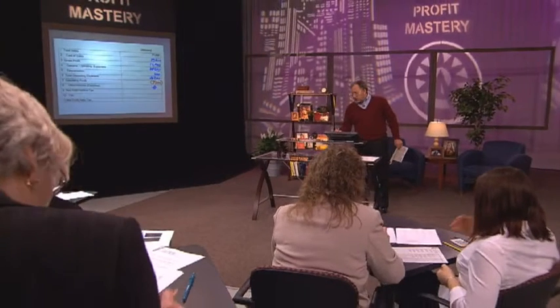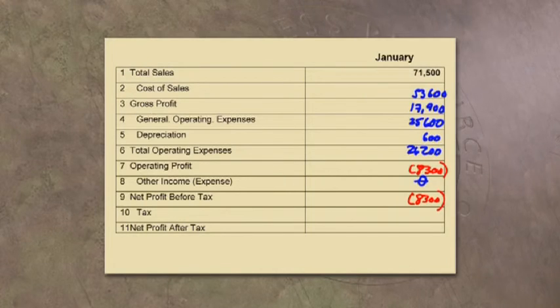Now, other income or expense. What does that mean? Unusual one-time items. Other income or expense. Those one-time items. There aren't any here. So that's going to be what? 0. What does that leave as a net profit before tax? It doesn't change. It's still 8,300 negative. You with me? We don't need to go any farther than line 9. We'll leave 10 and 11 blank for now. Are we okay to there?